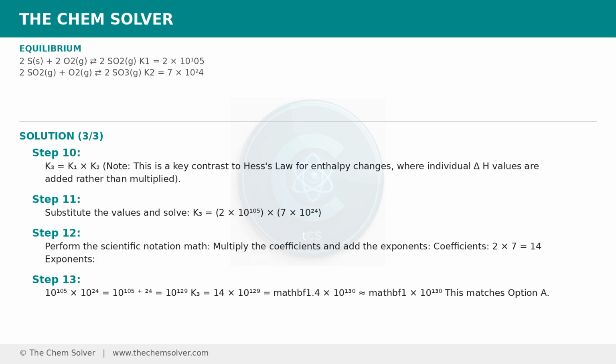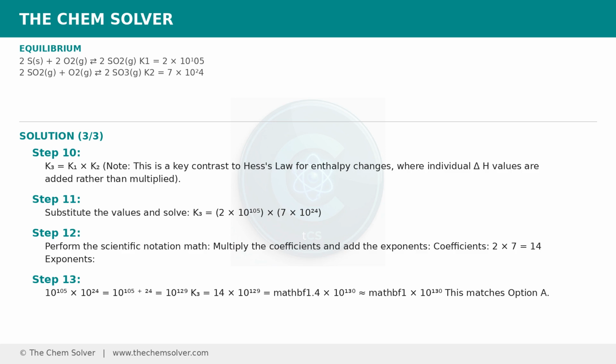Note, this is a key contrast to Hess's law for enthalpy changes, where individual ΔH values are added rather than multiplied. Substitute the values and solve. K3 equals 2 × 10^105 times 7 × 10^24.